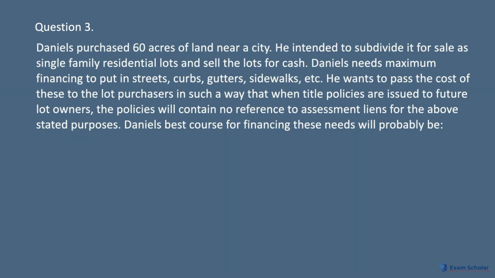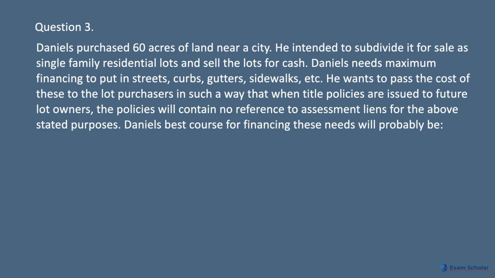Question 3. Daniels purchased 60 acres of land near a city. He intended to subdivide it for sale as single-family residential lots and sell the lots for cash. Daniels needs maximum financing to put in streets, curbs, gutters, sidewalks, etc. He wants to pass the cost of these to the lot purchasers in such a way that when title policies are issued to future lot owners, the policies will contain no reference to assessment liens for the above stated purposes.